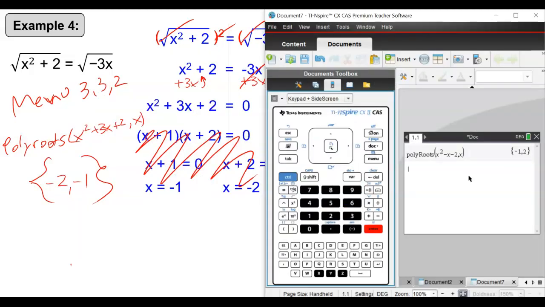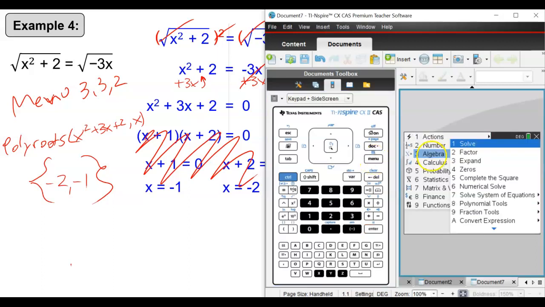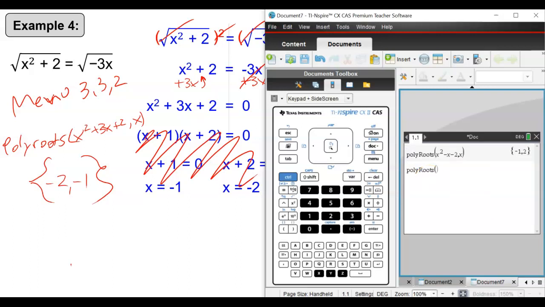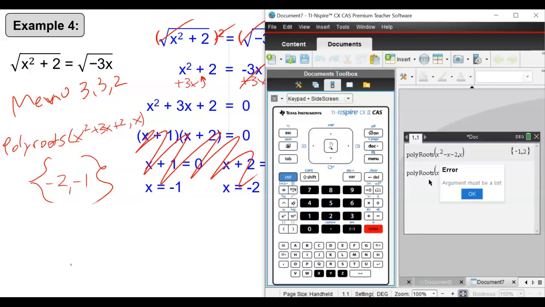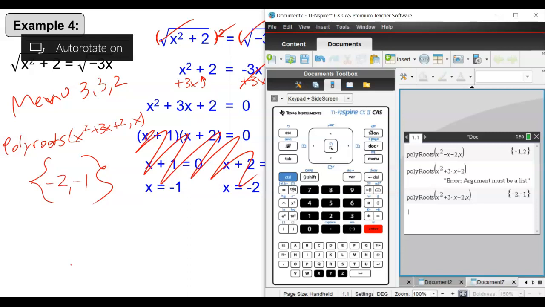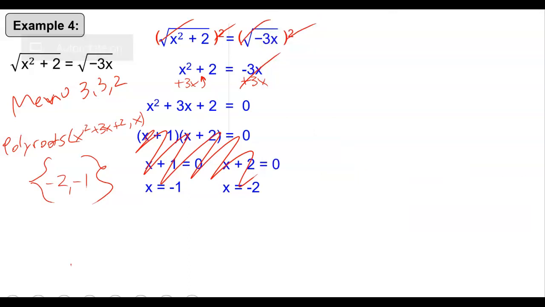Shoot. All right, so menu 332, my bad. Menu 332. Okay, so I'm going to type x squared plus 3x plus 2. Now, I hit enter, I got an error because I forgot to put comma x. I goofed, so here we go, comma x. -2, -1. Do you see how to get these roots using polyroots? Now, we're not done because remember, what do we need to do with those? We need to check if they are extraneous solutions.